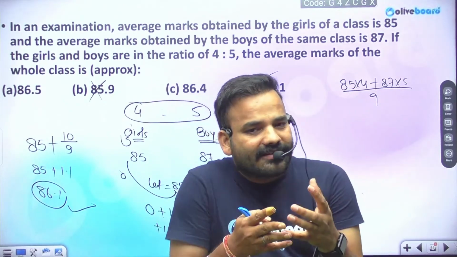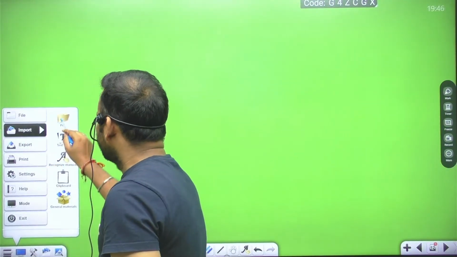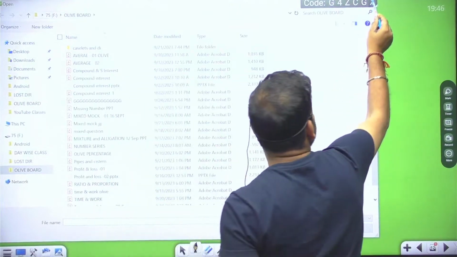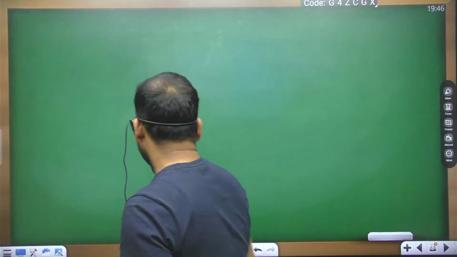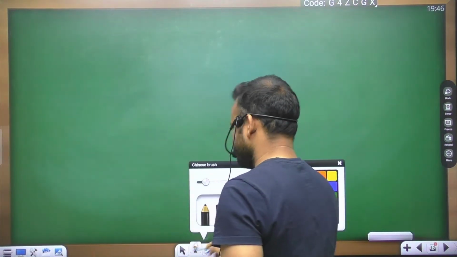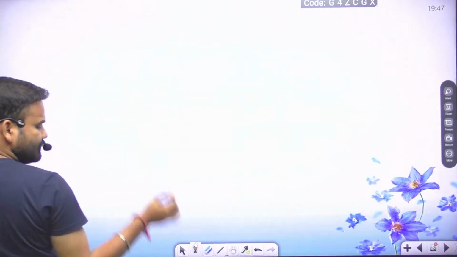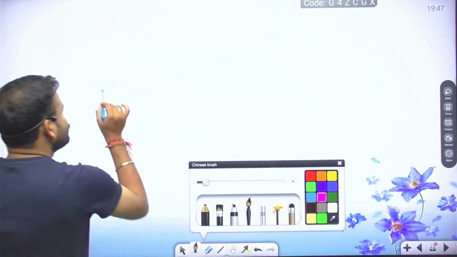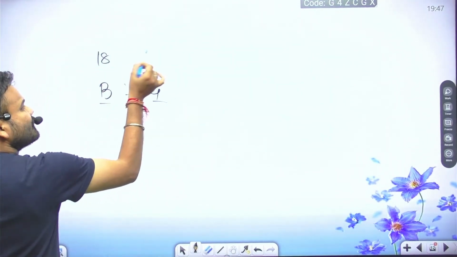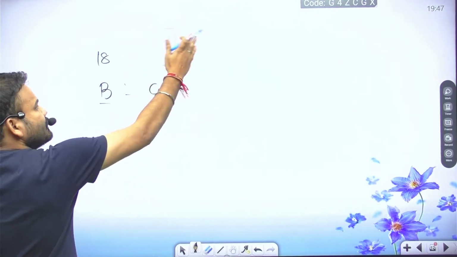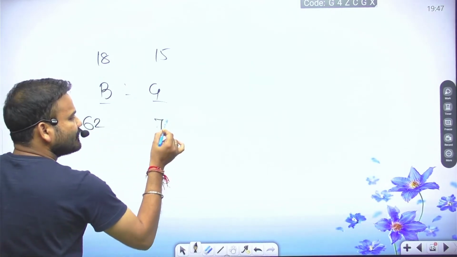Your approach should be: I am considering the average. Let's see, for example. Suppose, sir, we have boys and girls. The number of boys is 18 and that of girls is 15. The average marks of boys is 62 and that of girls is 73. What should be the average?